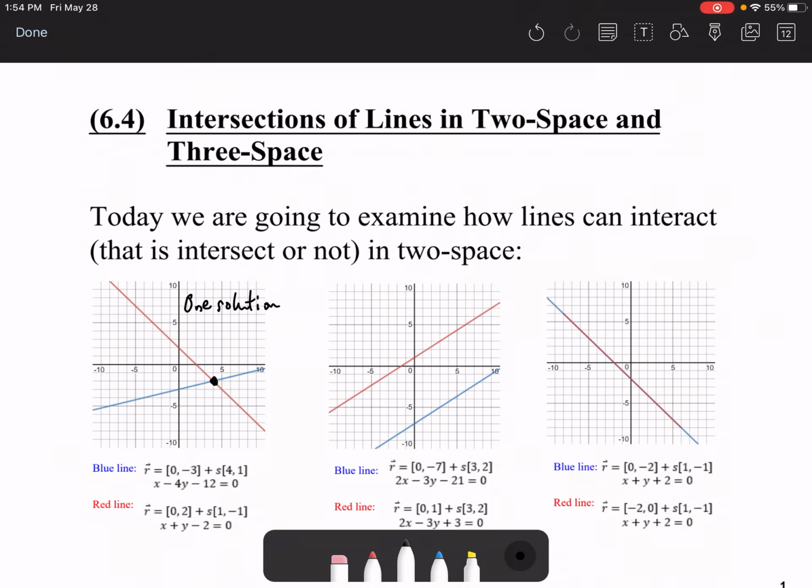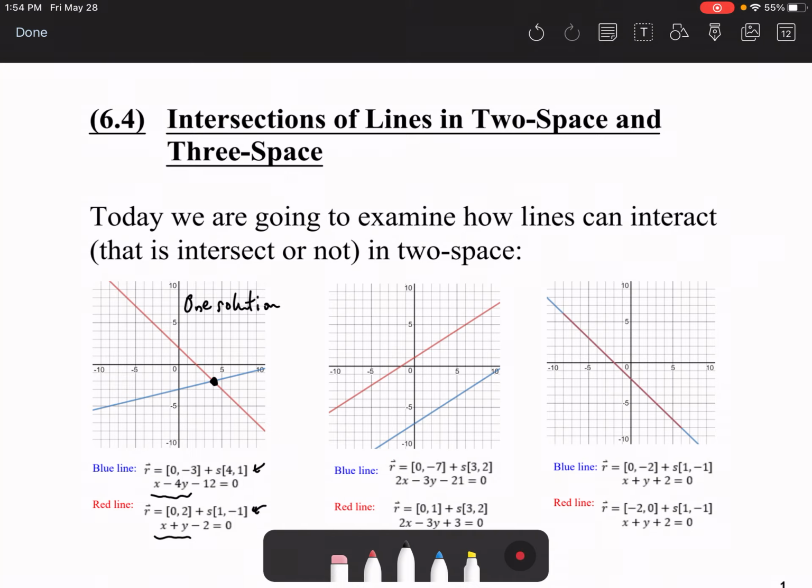You can tell this ideally by looking at the directional vectors if you have it in vector form. You'll notice that they're totally different. You can also notice that the normals are totally different in scalar form.